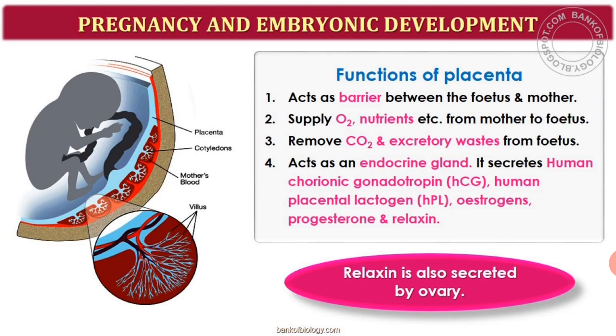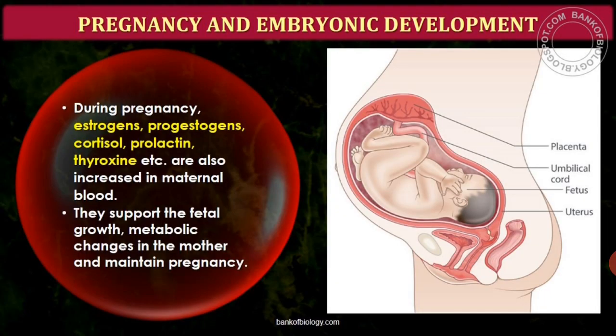During pregnancy, the levels of hormones like estrogen, progesterone, cortisol, prolactin, thyroxine, etc. are also increased during that period. Why are they increased? What is their role? These increases are going to support the fetal growth as well as metabolic changes in the mother, and they will help in maintaining the pregnancy. So all these hormones like estrogen, progesterone, cortisol, prolactin, thyroxine are necessary.